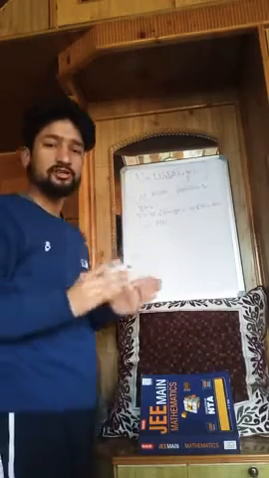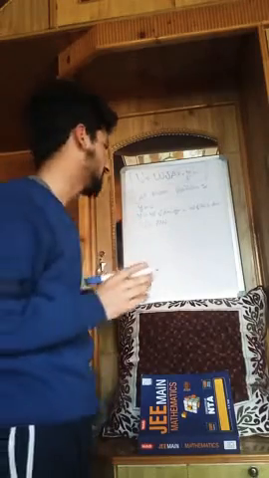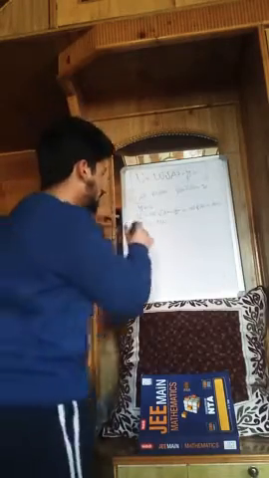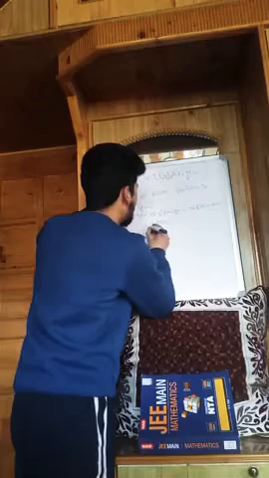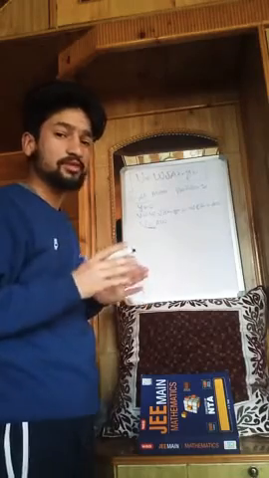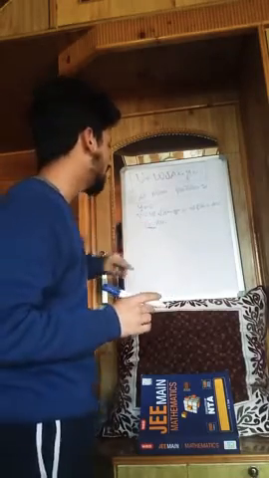So the maximum value of velocity is actually at the mean position. What is the maximum value of velocity? That's equal to a omega. We can also write that v max is equal to a omega. That means the maximum value of velocity is at the mean position, and that equals a omega.